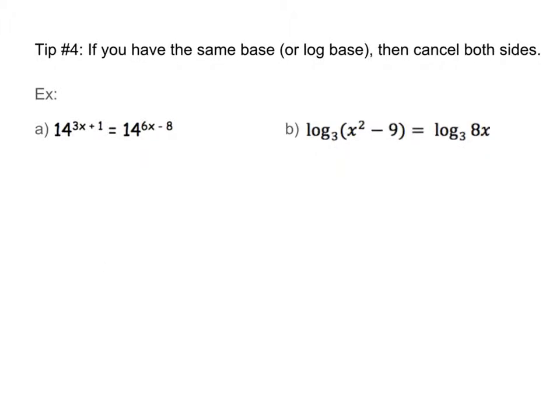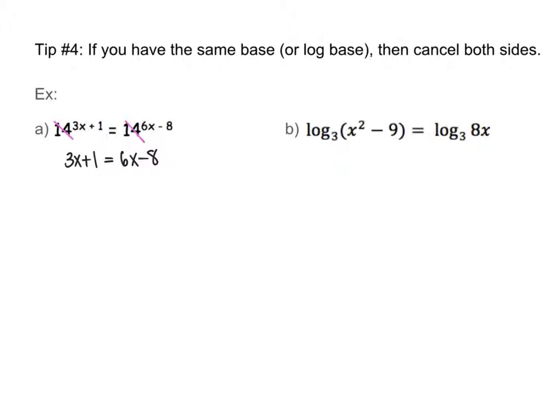Okay, so tip number 4 is like everyone's favorite tip. If you notice that both sides of the equal sign have the same base, whether that be an exponential that has the same base or a log that has the same base, well, that means that both sides cancel, and that gets rid of a lot of stuff, right? And so for exponentials, like this first problem here, if the base is 14 on both sides, they cancel, dropping down the exponents. Like this first one here, the 3x plus 1 drops down. The equal sign is between them, so that has to drop down. And the 6x minus 8 also drops down, and now you're just solving for x.